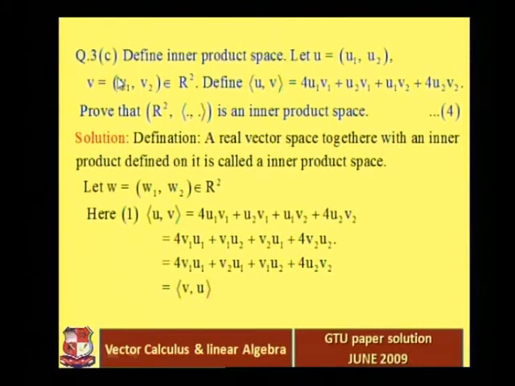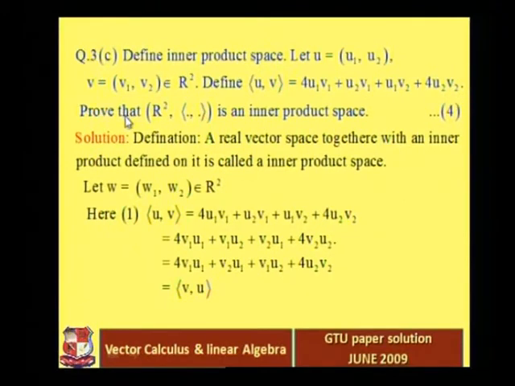Question 3C. Define inner product space. Let u = (u1, u2), v = (v1, v2) belong to R2. Define ⟨u, v⟩, which is defined as 4u1v1 + u2v1 + u1v2 + 4u2v2.